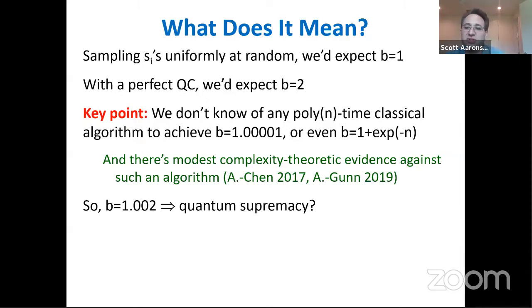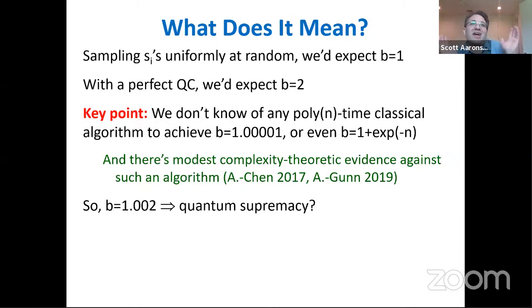But for reasons that were discussed in the previous two talks, we don't know how to do that either. But in a paper a few years ago with Weijie Chen, and in a more recent paper with Sam Gunn, we were able to give some modest complexity theoretic evidence against such an algorithm. Namely, we were able to show that if there were such a classical algorithm, then you would also get a fast classical algorithm that could estimate the probability of a particular output in a random quantum circuit with variance that's slightly better than what the trivial estimator would achieve.